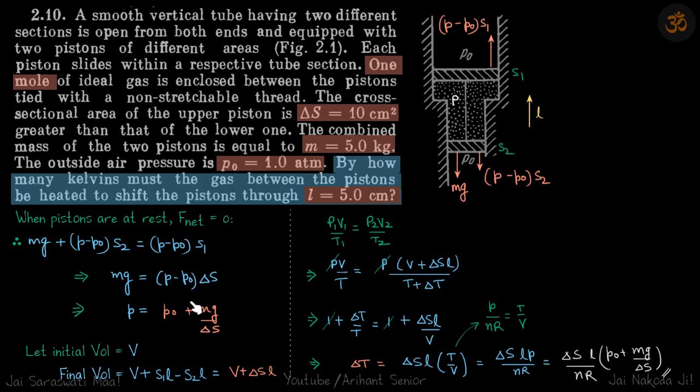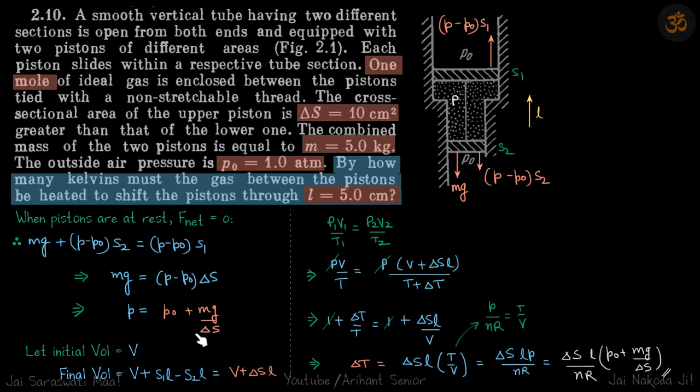Now interestingly, you can see that all the terms here are properties of the arrangement of the system. Nothing here is a property of the gas. P naught is atmospheric pressure, m is the mass of the pistons, g is gravity, and delta S is the difference in area of the pistons. So this means the initial pressure and final pressure are the same. Again, inside the gas, the initial pressure P is the same as the final pressure P. So initial pressure is equal to final pressure is equal to this, which is constant.